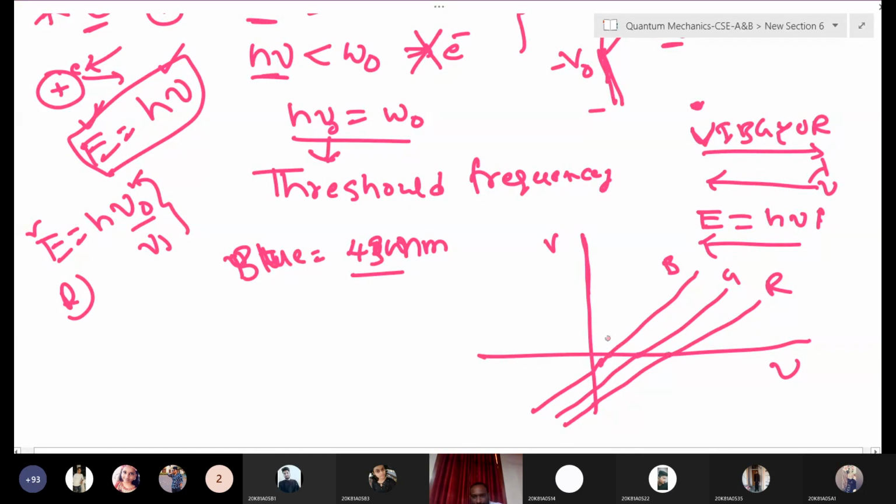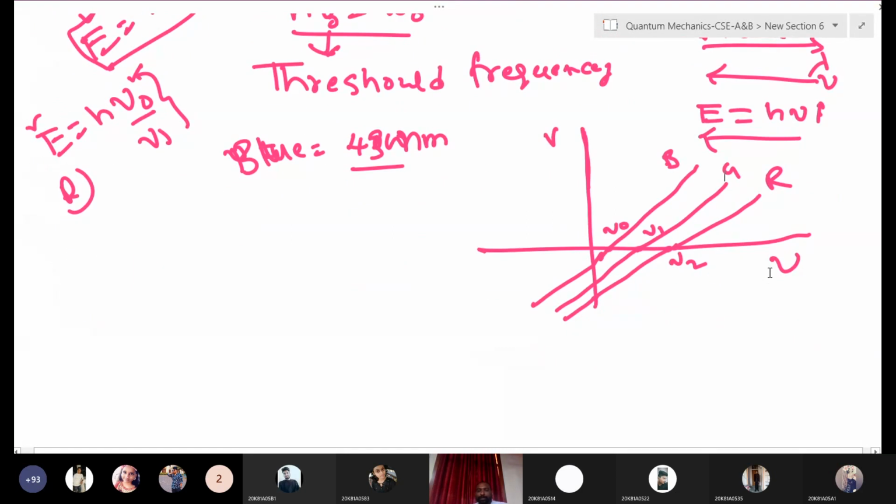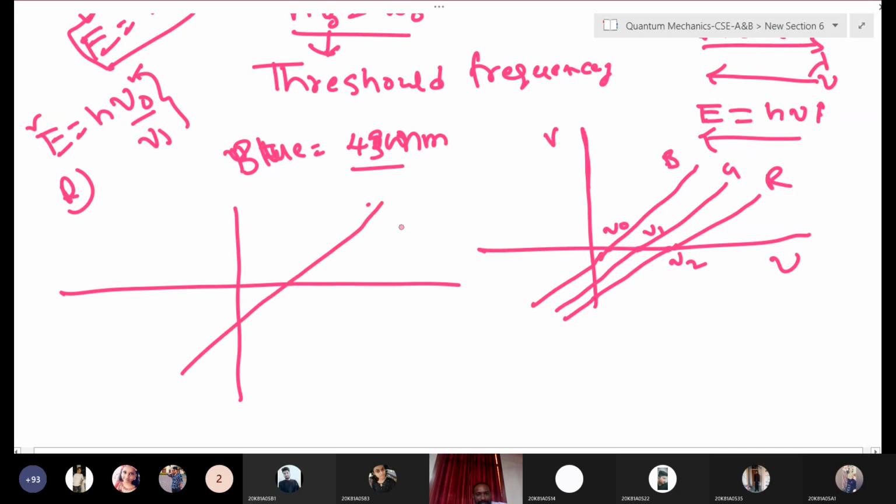Mu 0, it is reverse, right? Is this correct one? Mu 0, mu 1, mu 2. Is this correct one? The graph I wrote: blue, green, red. Is this graph correct? No, right? You got it? Point, my point, what I am asking. So I am drawing 2, 3 lines. Just take 3 colors, any 3 colors.